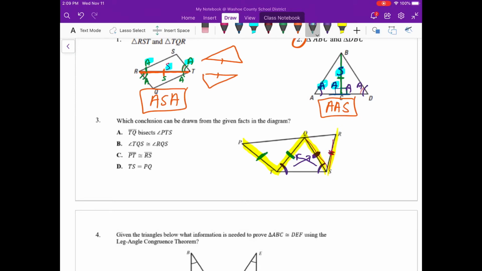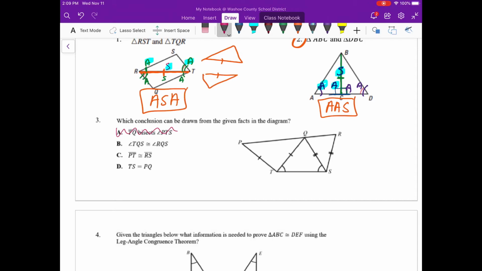So TQ bisects PTS. Okay, so PTS would be here. There's nothing about this that says it's bisected. There's no marks showing that the 2 angles are congruent or anything like that. If there was something here like this mark and this mark, then you could assume that they are congruent. But there's nothing in the picture indicating that they are bisecting or cutting it into 2 equal angles. So that's not an option.